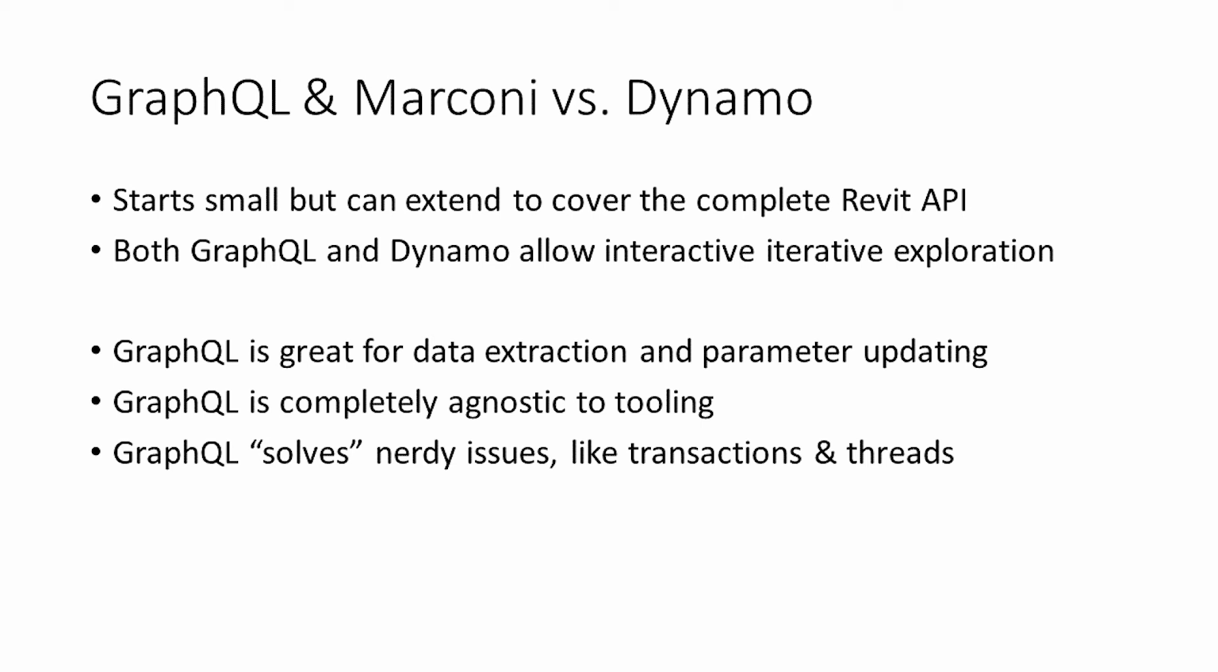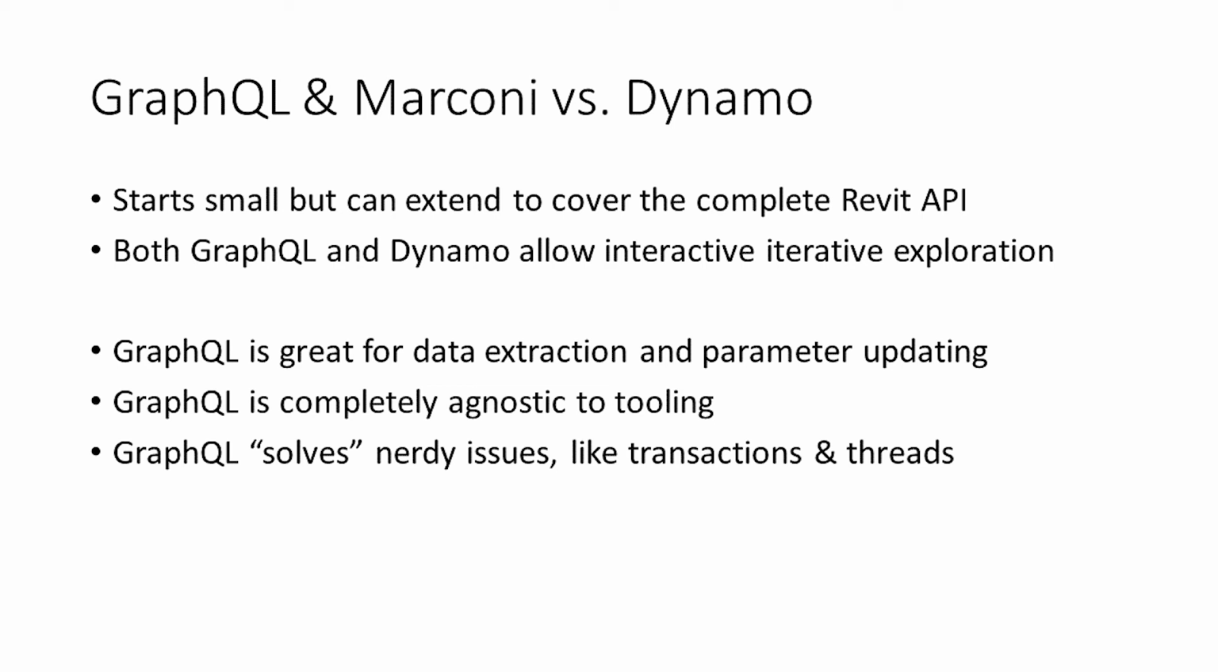Both GraphQL and Dynamo allow interactive and iterative exploration, right? What is nice with Dynamo is you can click around and build and try and build more and try more. And you always kind of know that you're doing something right, because there's a lot of positive feedback as you make your use cases more complex. And I think that's very important. And you have that with GraphQL as well.